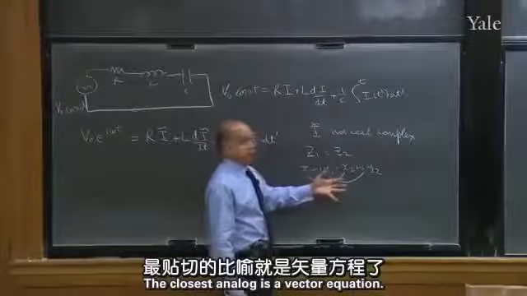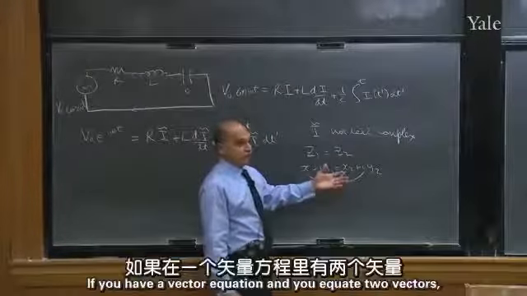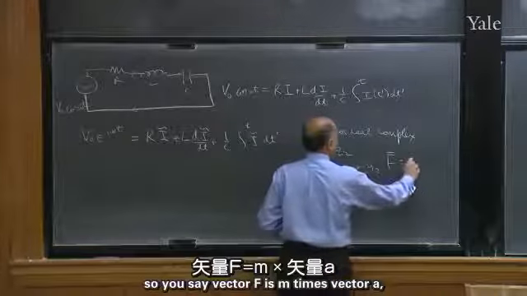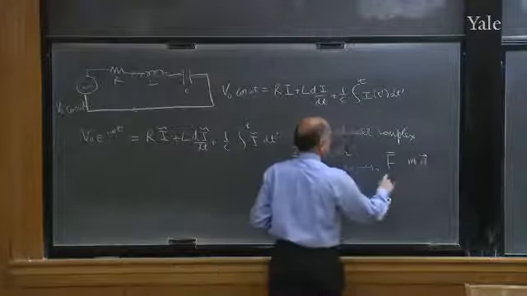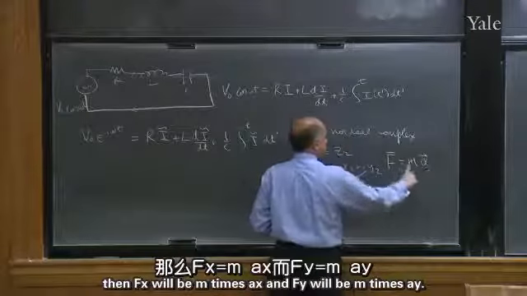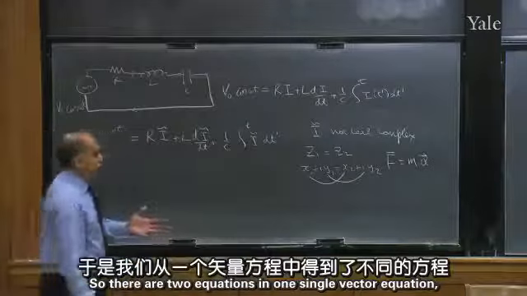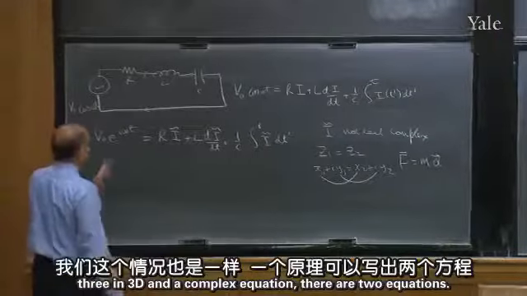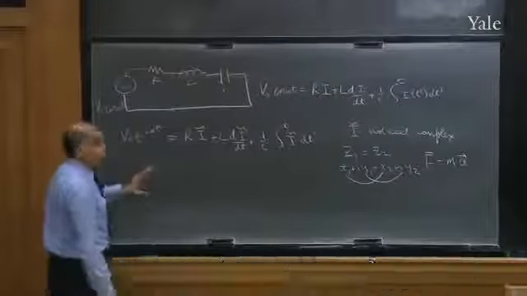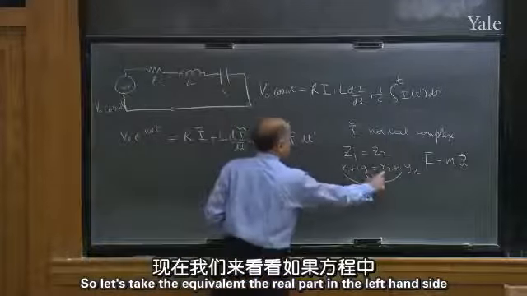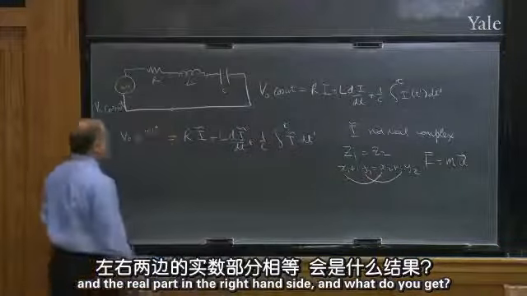The closest analog is a vector equation. If you had a vector equation and you equate two vectors, so you say vector F is m times vector a, then Fx will be m times ax and Fy will be m times ay. So there are two equations in one single vector equation, or three in 3D. In a complex equation, there are two equations. So let's take the equivalent of the real part on the left-hand side and the real part on the right-hand side. And what do you get?